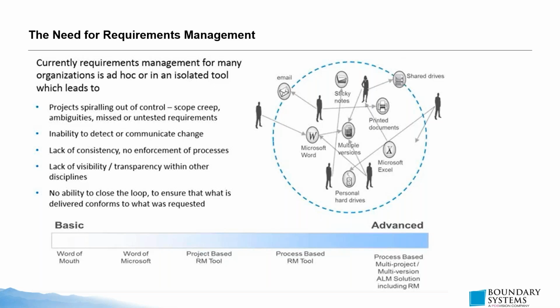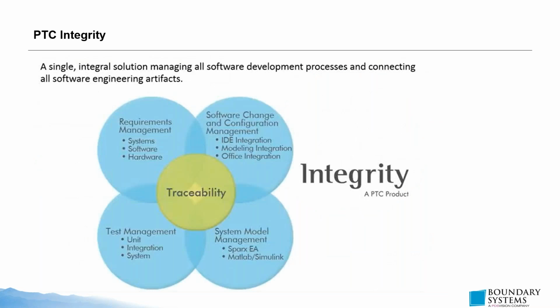So next on the slide is to introduce the PTC Integrity tool and what it can do. This tool allows you to manage all software development processes and all software engineering artifacts, so everything that's linked to that software development. It also manages requirements, software management, test management, and system modeling. Today's focus is really on requirements management. And you can also see we can manage system, software, and hardware requirements.